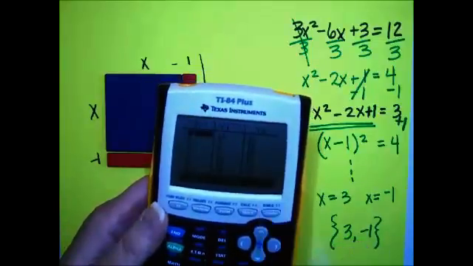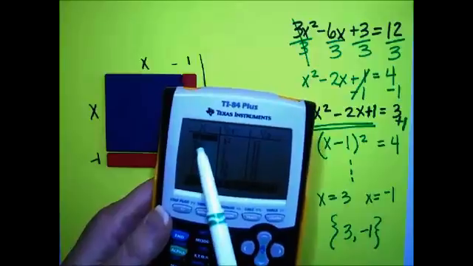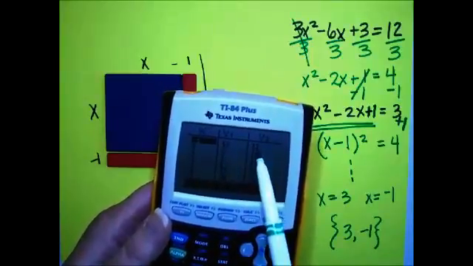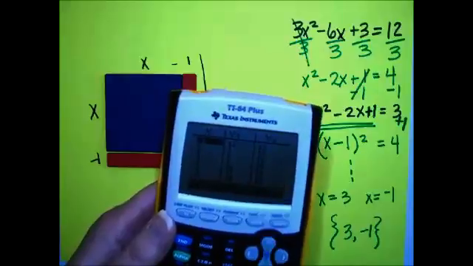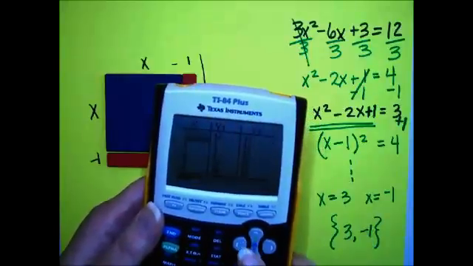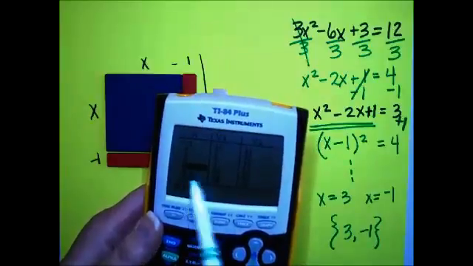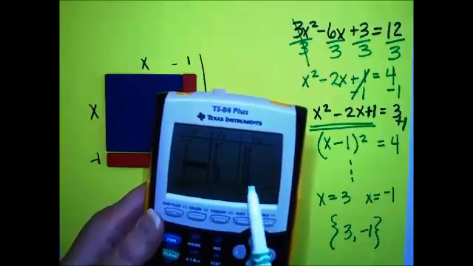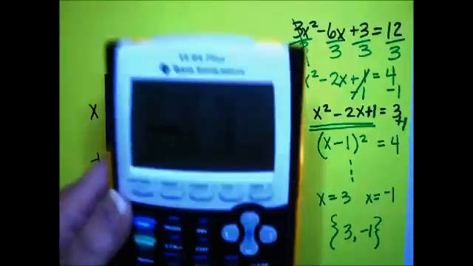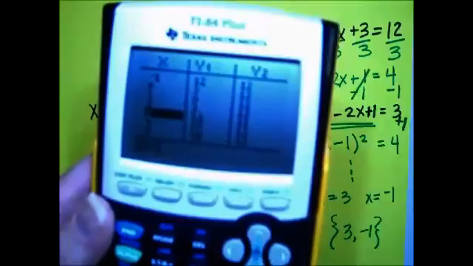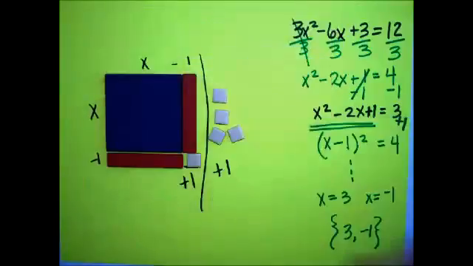So when we have a value of -1 for x, the left-hand side has the same value as the right-hand side, so they are equal. So -1 is the correct answer. Let's check out 3. Aha, yay. 3 is also correct because the left-hand side and the right-hand side are equal. Can you see that okay? Of course, you probably have your calculator in front of you as well. All right, so we're good.